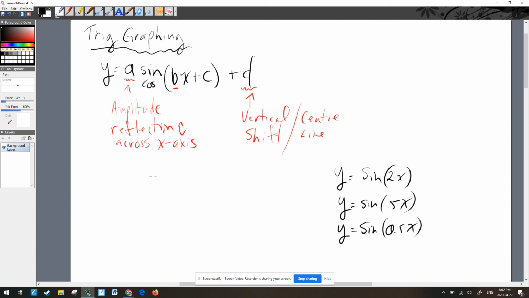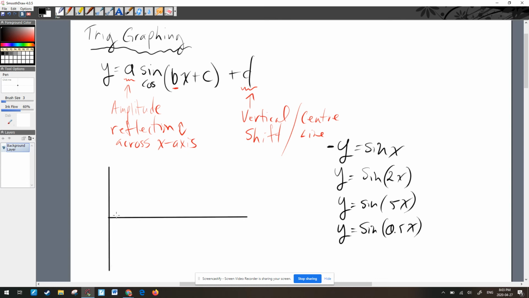But here we go. To start with, I'm going to sketch the basic y equals sine x. So draw some axes. There we go. And if I start with, in black, how about we start with just y equals the sine of x. We're going to do that guy in black.